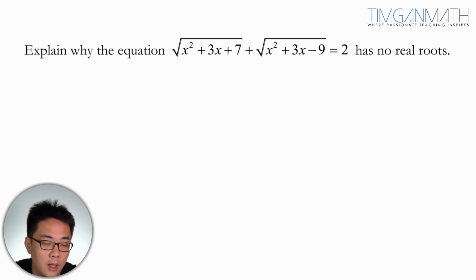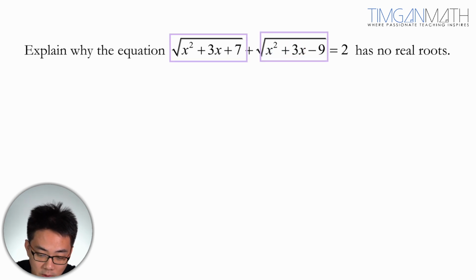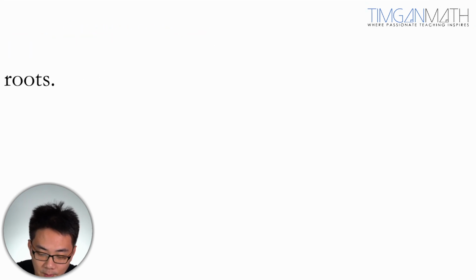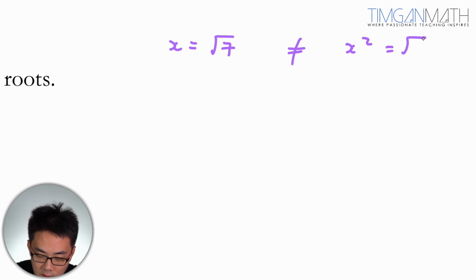we need to understand a few things. One is that the root of this algebra expression here is actually a positive number. Okay, so this is positive. Think about this as a positive number and a positive number here. Don't get confused. For example, if I say x equals root 7, it is not equal to x squared equals root 7. x squared equals 7.